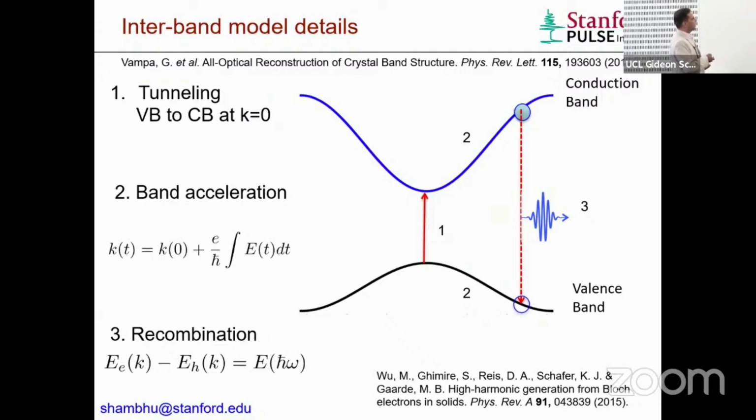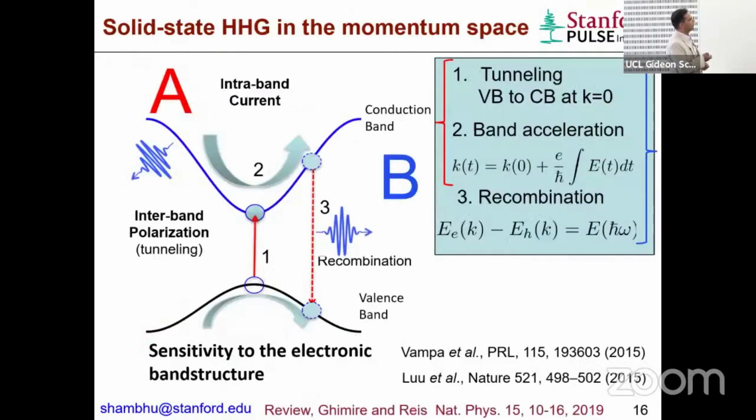Now let me go back. All right, so here again, if you had the electron driven here on this band without recombination, right? Without the recombination, you could also emit high harmonics. So this is what I meant by this channel A. This could potentially be part of the battle later between this interband and the intraband.